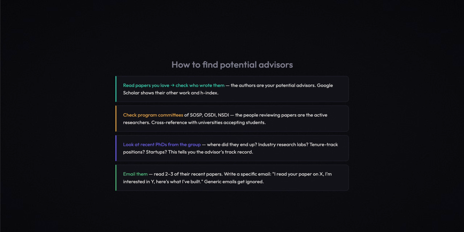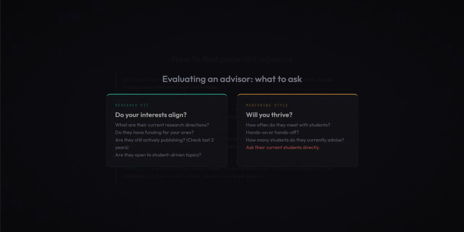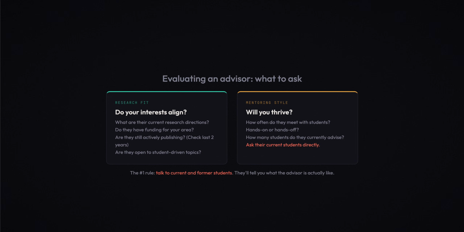Once you've found candidates, how do you evaluate them? On research fit: are their current research directions interesting to you? Do they have funding for your area? Are they still actively publishing? Check the last 2 years, not the last decade. Are they open to student-driven topics or do they assign theses? On mentoring style: how often do they meet with students? Are they hands on or hands off? How many students do they currently advise? 5 is healthy, 20 is a factory.